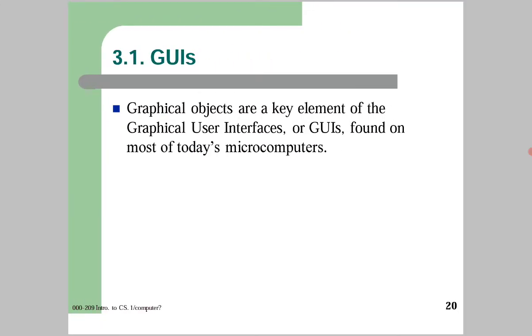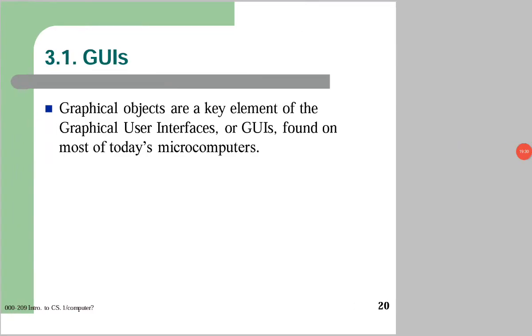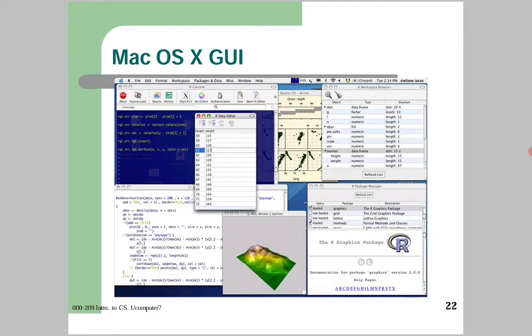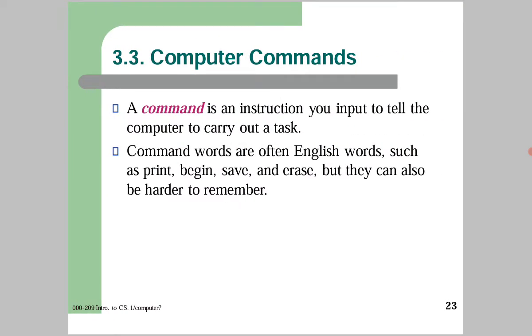GUIs means graphical user interface, like the Windows operating system. They are generally used with the concept of objects. Everything is treated as an object, a key element of the graphical user interface, or GUIs, found on most of today's microcomputers, like Microsoft Windows, Mac, and others.